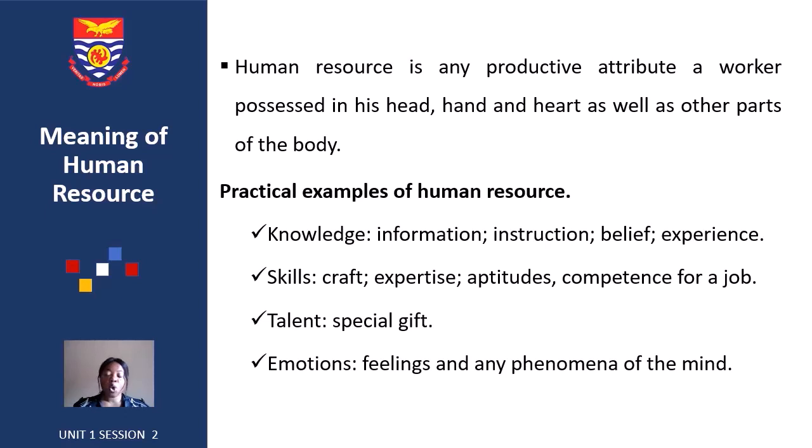So as a productive worker, whatever you possess in your head, your heart, your hand, any part of your body that you use to contribute towards production is what we identify as human resources. So here are some practical examples of human resource. As a human body, what are some of the resources that you have? Your knowledge, your skills, your talents, your emotions are what we identify as human resource. So your knowledge includes information, instruction, belief, and experience. That is what you know. The information you have, the instruction you've been given, your belief, and your experience. It is what you know.